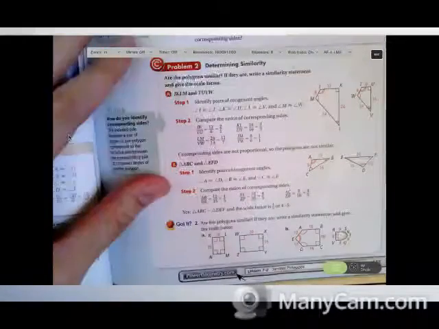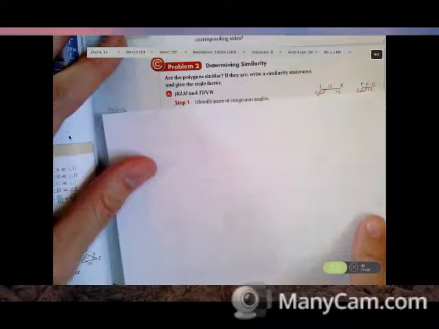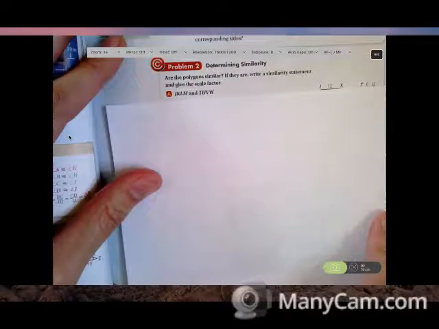We are in section 7.2, similar polygons. Alright, so we're going to skip problem 1. Alright, problem 2. Are the polygons similar? If they are, write a similarity statement and give the scale factor.